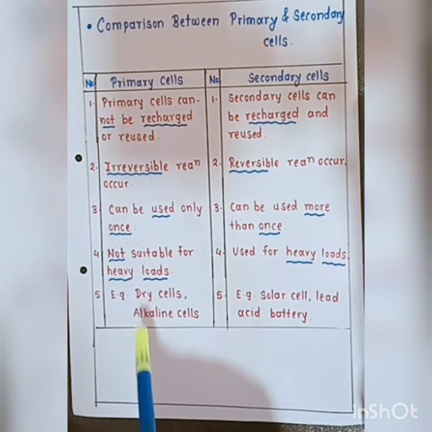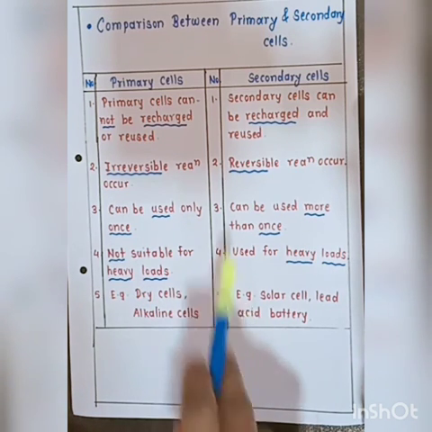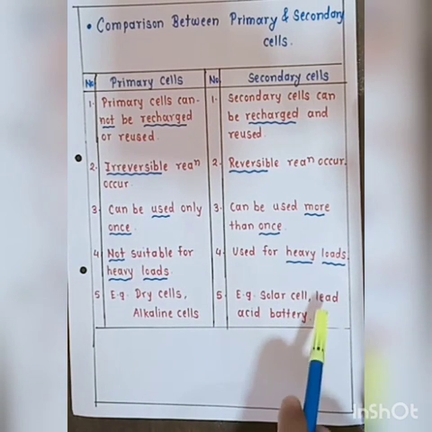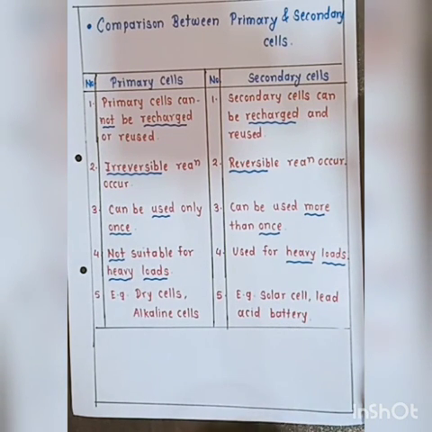Examples of primary cells: dry cells, alkaline cells, that is the cells used in our homes, in a TV remote or wall clock. Examples of secondary cells: solar cell, lead acid battery, the lead acid battery which we use in vehicles.